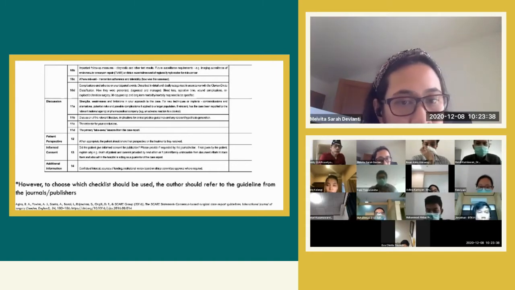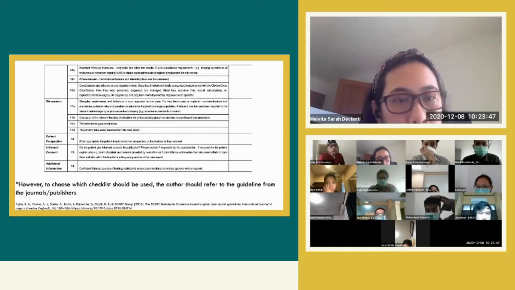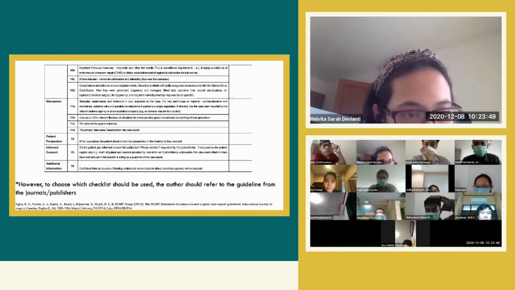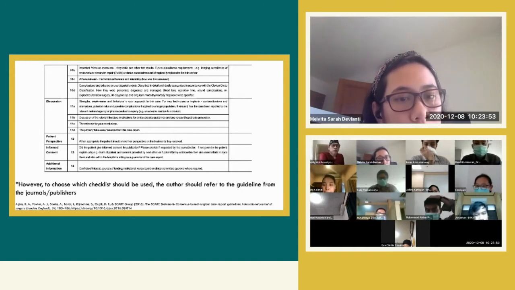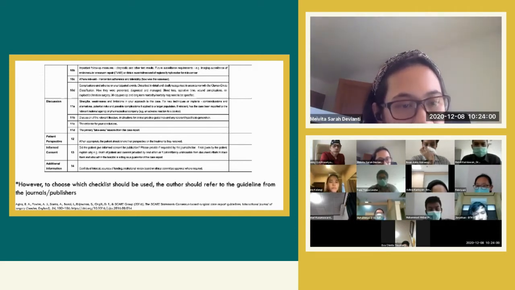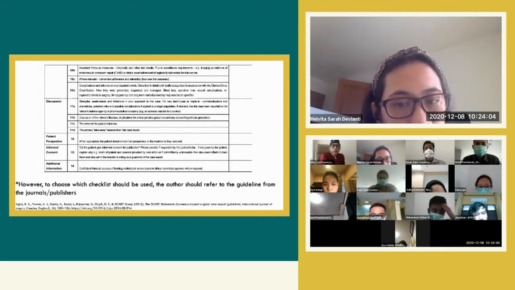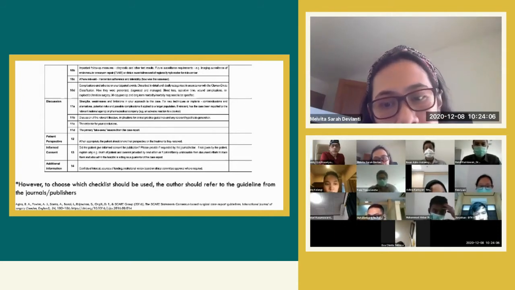We should ask the patient regarding their perspective on this management that they receive. And then this one, informed consent, should be put in the note section about the informed consent given. And then the last one is additional information like conflicts of interest, funding, and institutional review board.